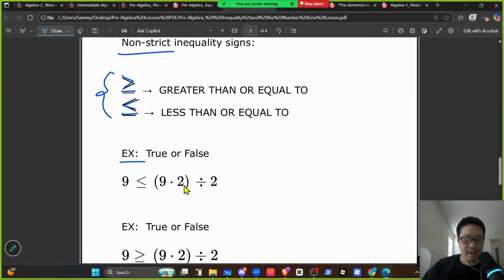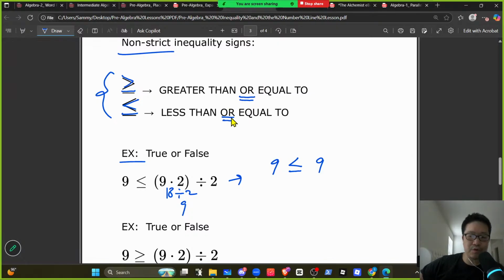So 9 times 2 is what? 18. What is 18 divided by 2? 9. So what this is saying is 9 is less than or equal to 9. And yes, it's true because 9 is equal to 9. So what's on the left can be either less than or, this is the important part, or equal to what's on the right. Therefore, this is true. Okay.